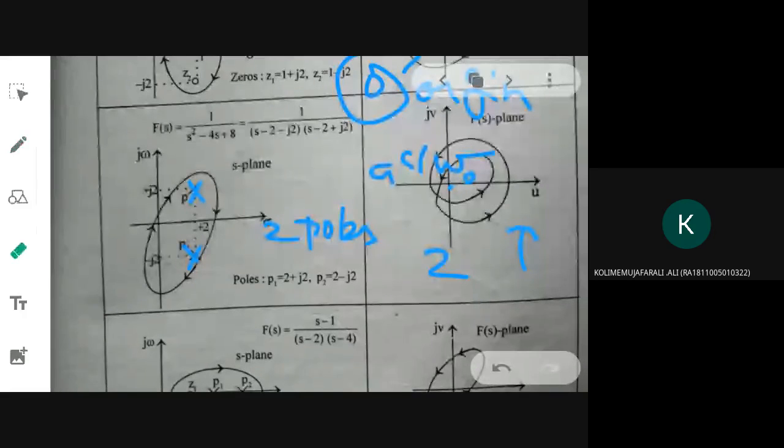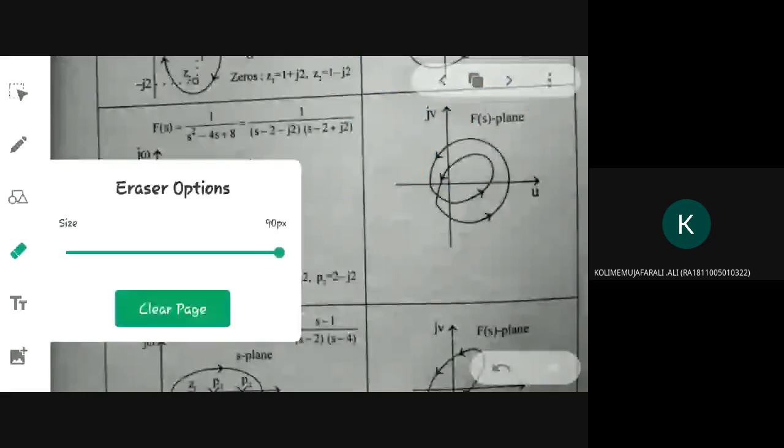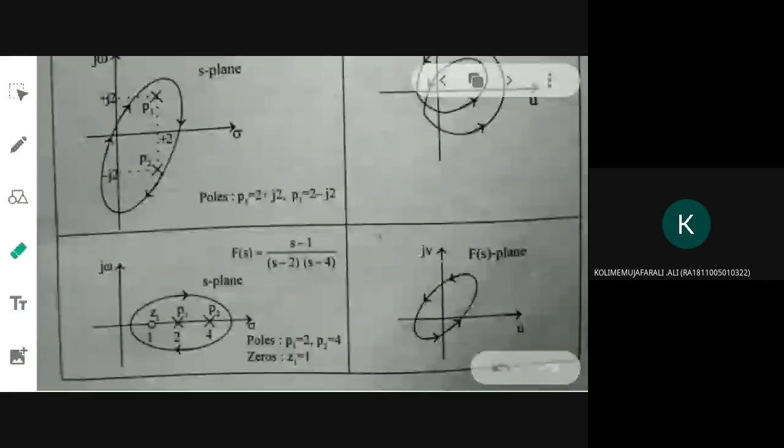Okay, next, third diagram. In the third diagram, how many poles are there? How many encirclements are you observing in the F of S plane? Let it load, I have zoomed. Third diagram: how many poles and zeros are there in your S plane, and how many encirclements are you observing in the F of S plane?